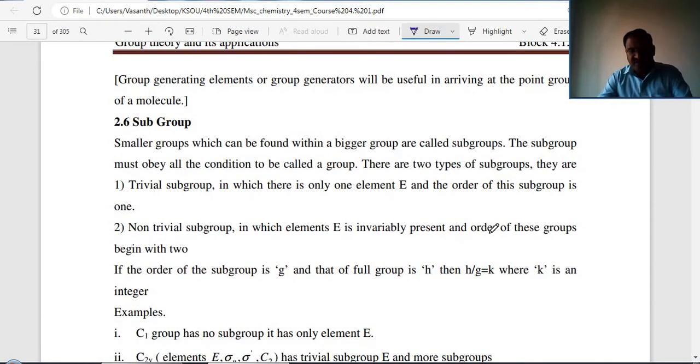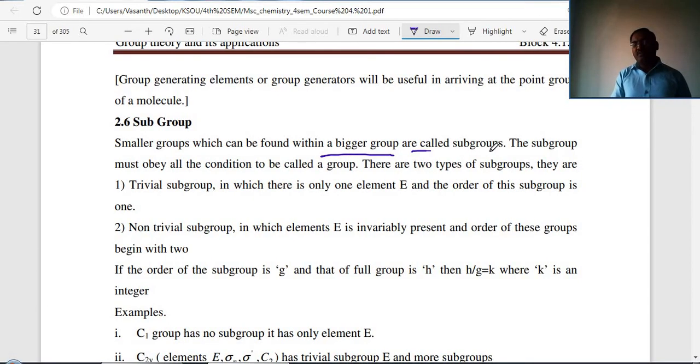Now we are going to discuss what a subgroup is. The smaller groups which can be found within a bigger group are called subgroups. The subgroups must obey all the conditions to be called a group. There are two types of subgroups.